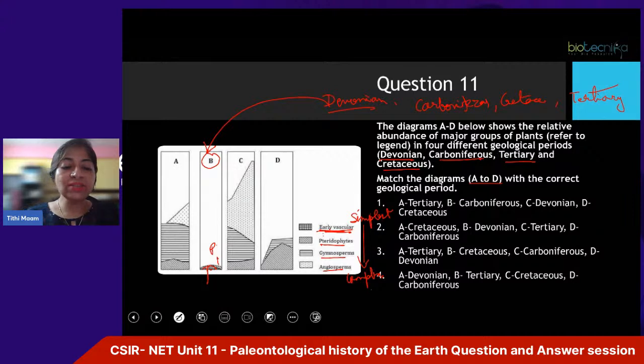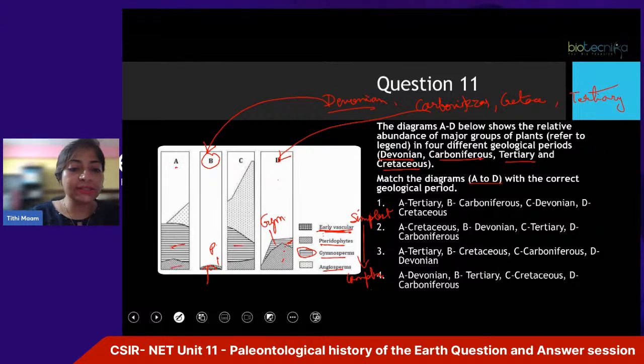Okay, next what will be? After vascular plants there are pteridophytes, and here gymnosperms are just starting to evolve, right? This area is for gymnosperms, so they are just starting to evolve. So this D will be for Carboniferous, the next in line. Then in A and C, what is the difference?